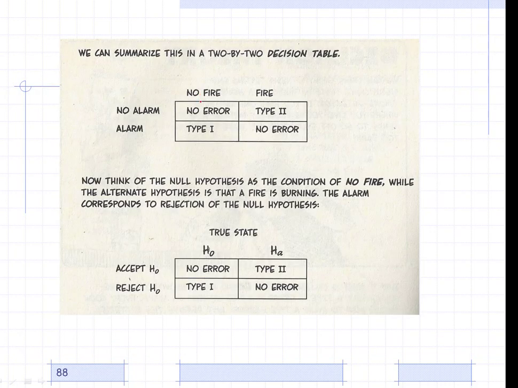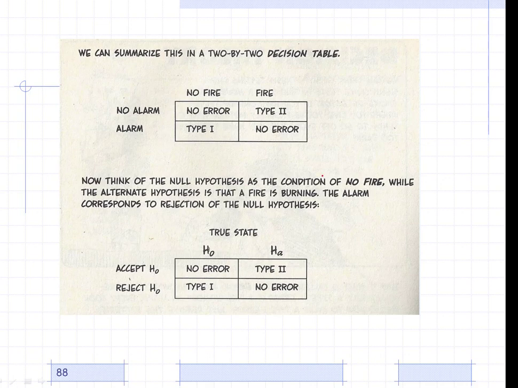When we have no fire and no alarm, it's good. If we have no fire but we have an alarm, that's type 1. If we have a fire and no alarm, that's type 2. If we have a fire and have an alarm, that's no error.